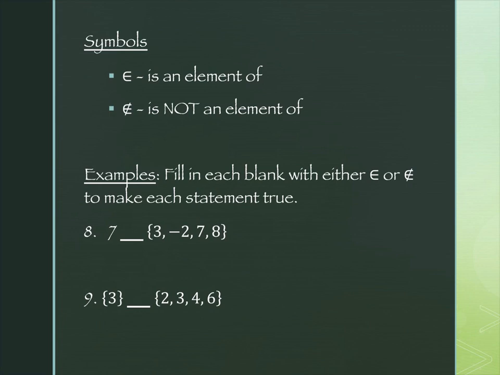So the first thing we're going to do with these symbols is the examples below. But then we're going to use this symbol along with our symbols that we created for the whole numbers and the natural numbers and the rational numbers. And we're going to go back and make our set builder notation more concise.